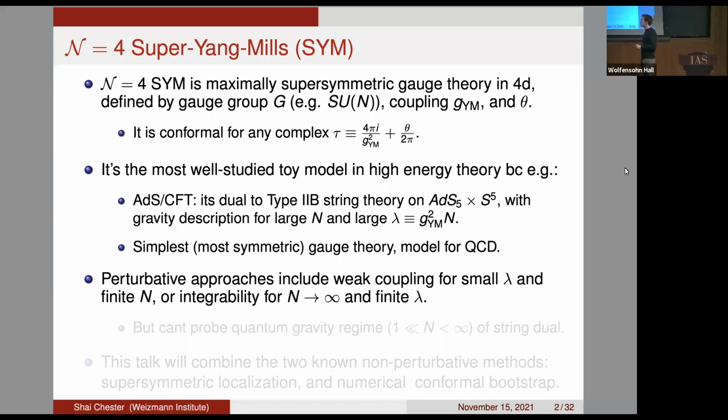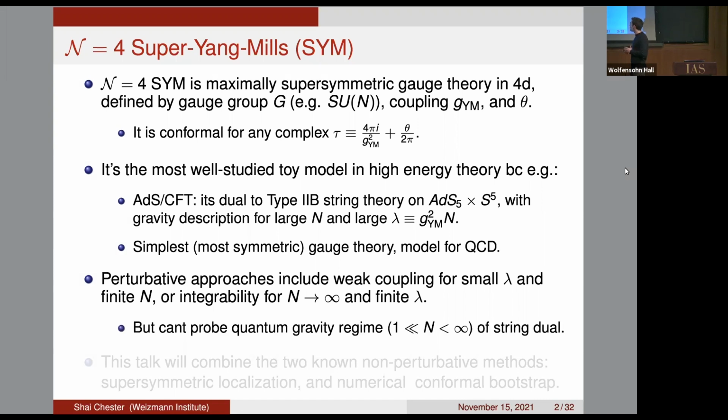Another approach, which is perturbative in 1/N but finite in lambda, is integrability, which usually is applied in the planar limit as N goes to infinity. It's very difficult to study most quantities beyond the planar limit using integrability. So the limitation of these two perturbative approaches is that you cannot probe the quantum gravity regime, where N is very large but not infinite. If you're using integrability, you can only probe the classical string, whereas if you want to probe the quantum string, you would have to go beyond the planar limit.